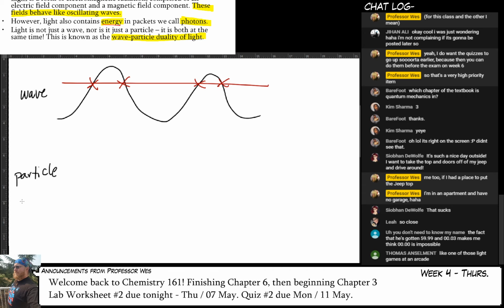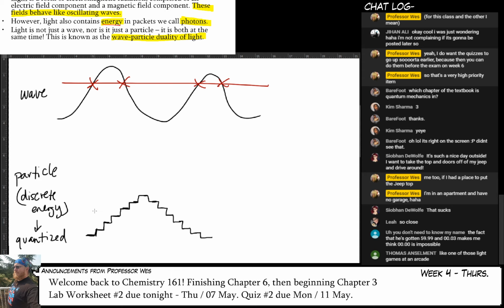But if light is a particle and has a discrete energy, then that means that there is some quantity of energy in each particle, and we would call that quantized. So if I have this much energy in a packet of light, then I would actually have something that looks more like this for my wave, and so on and so forth.